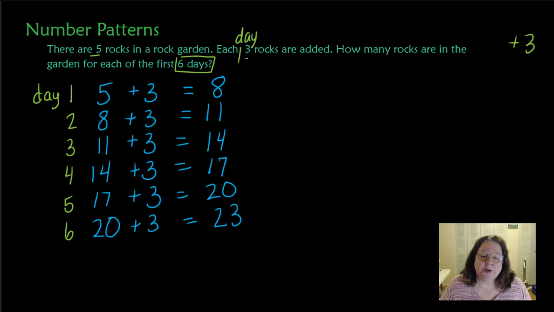So how many rocks do I have in my garden if I stopped at 6 days? This is where it's a little tricky, because we're not going to add these up. This is our sequence. How many rocks do I have in my garden at the end of day 6? I have 23.